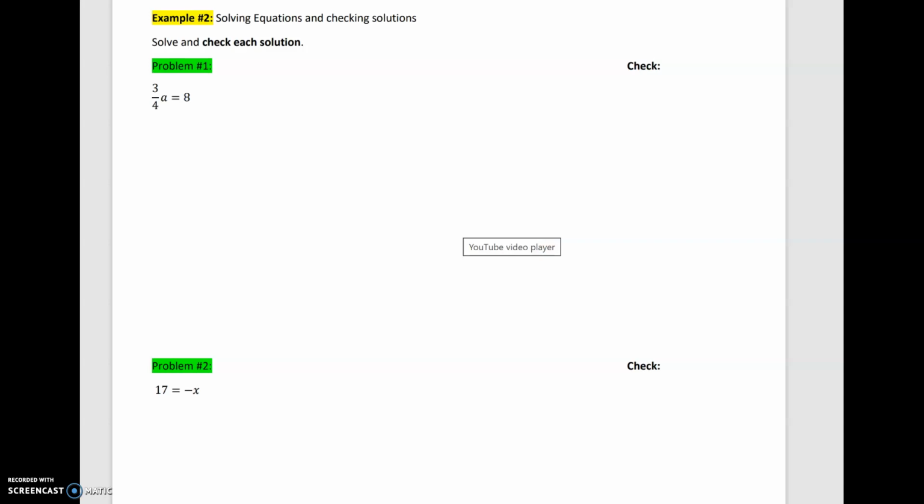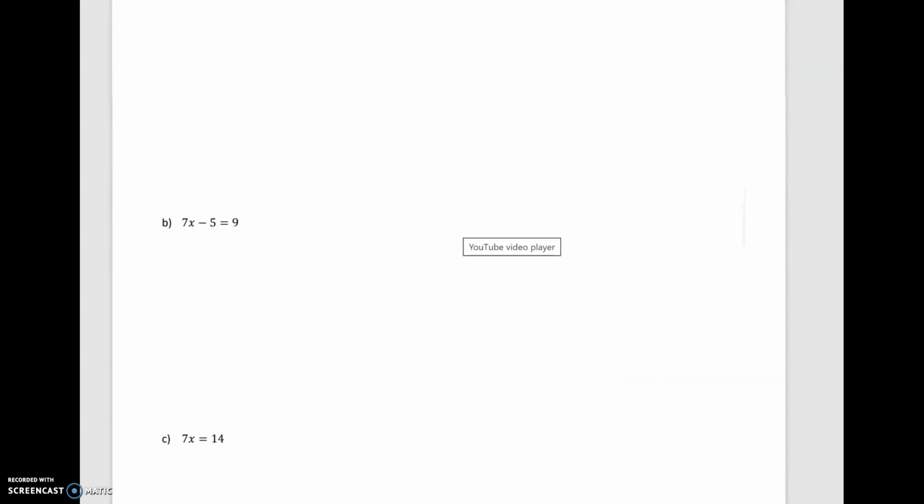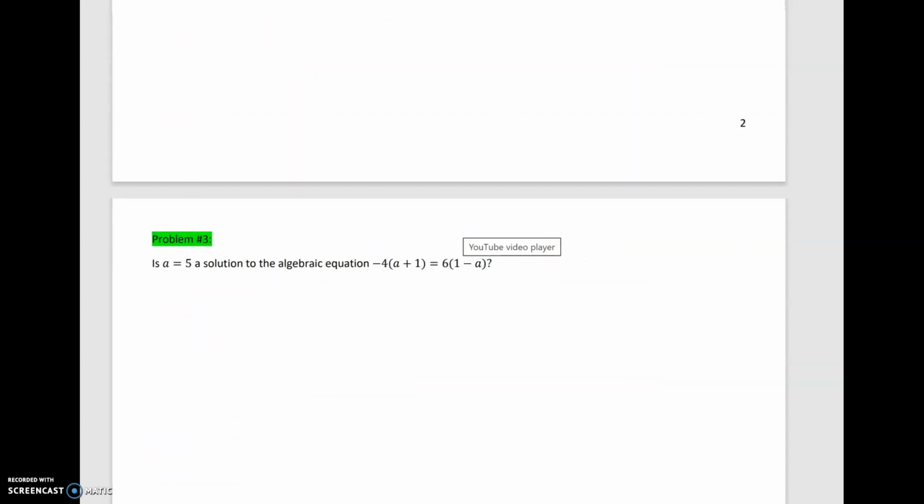Hi class, we need to take a look at example 2. In example 2, the instructions are to solve and then also to check each of the solutions. So let me just go back and review the actual properties.